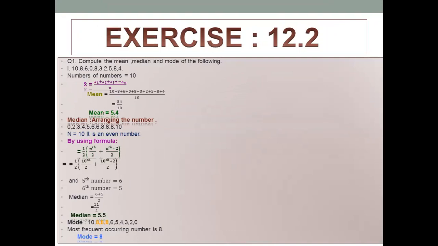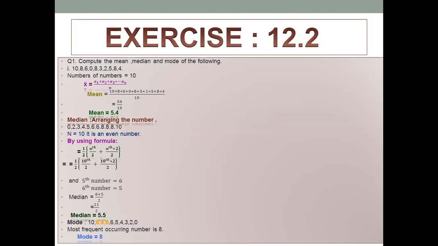The first part: compute the mean, median and mode of the following. The numbers given are 10, 8, 6, 0, 8, 3, 2, 5, 8, 4. The number of observations is 10. According to the formula, we add all the numbers, 10 plus 8 plus 6 plus 0 plus 8 plus 3 till plus 4, and we divide by 10. Adding all the numbers, we divide by 10: 54 over 10, which is 5.4. You always represent the mean with X bar. You write the line over it. This is called X bar.